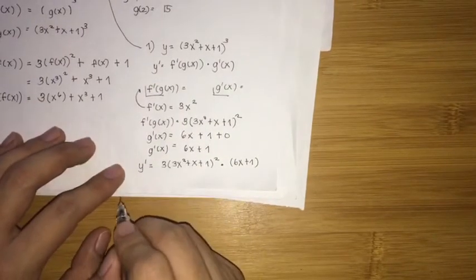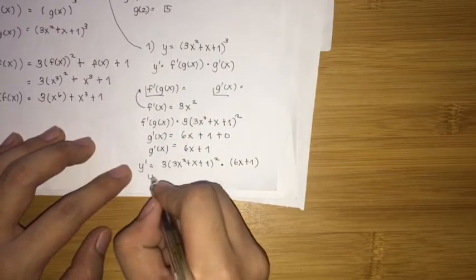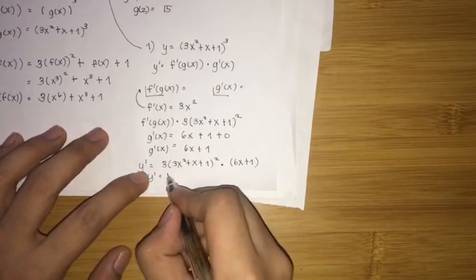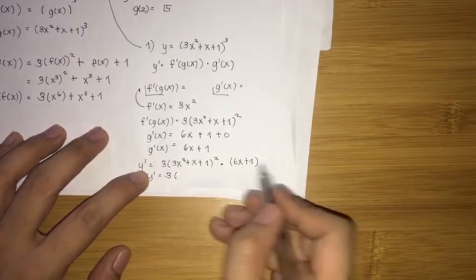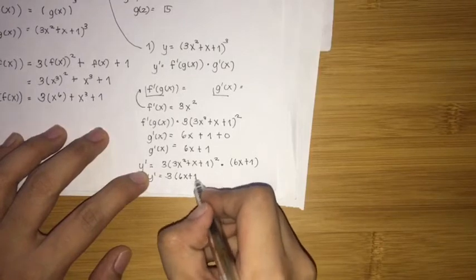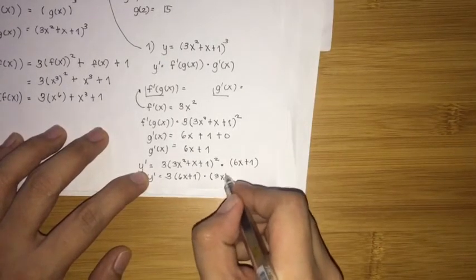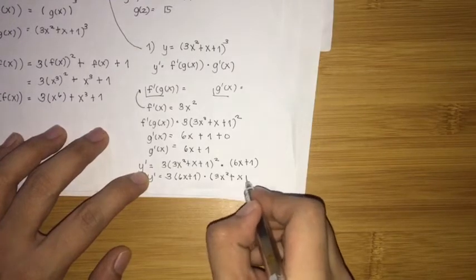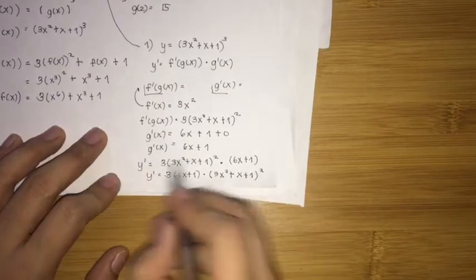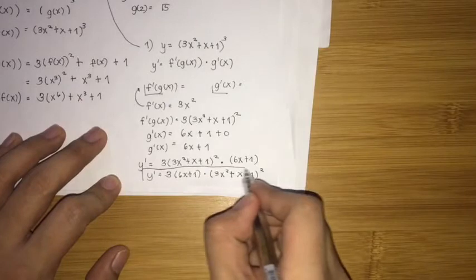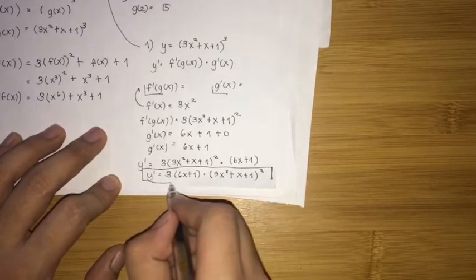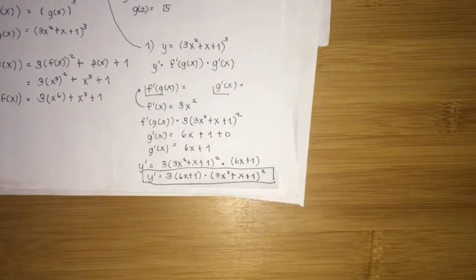So, final answer. Pwede natin i-rearrange as 3 times, unahin natin itong nasa dulo na quantity 6x plus 1, so times natin din sa quantity 3x squared plus x plus 1 squared. So, yan yung final answer natin. Yan. So, let's have another example.